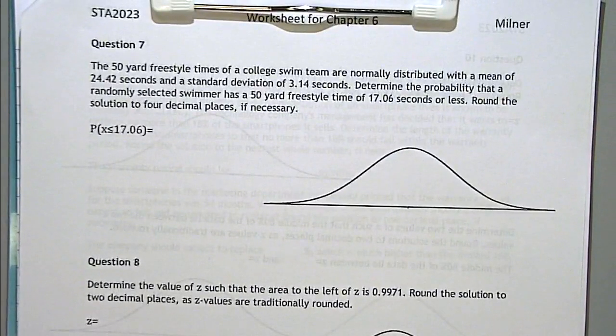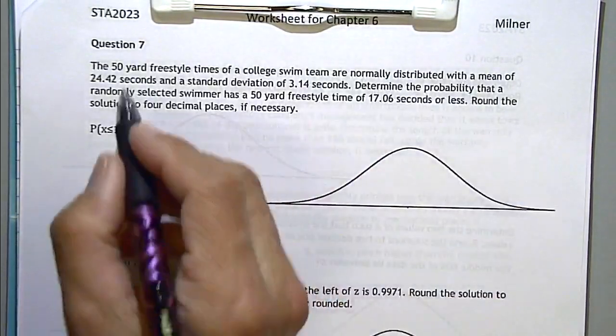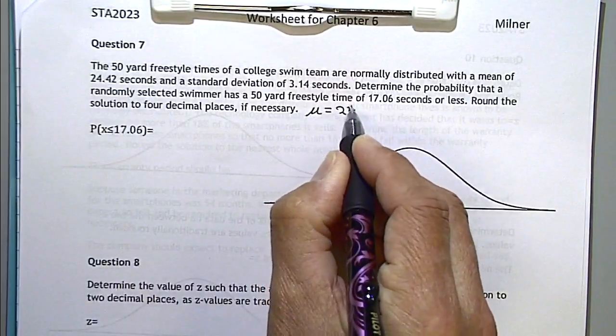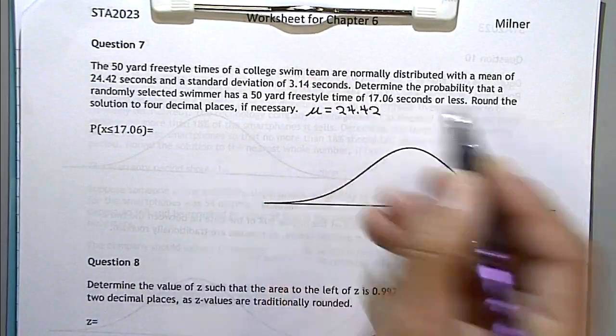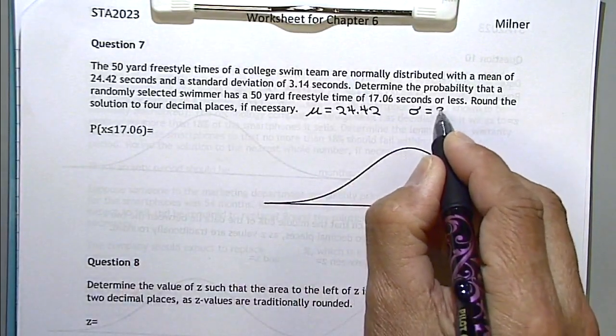All right, let's talk about freestyle times of a college swim team, which are normally distributed. And when you see the words normally distributed, that means we can use the z-table, because the z-table is normally distributed. You can't map something on top of it that's not normally distributed, okay? So normally distributed has a mean. Here's our mean, 24.42, and a standard deviation of 3.14.